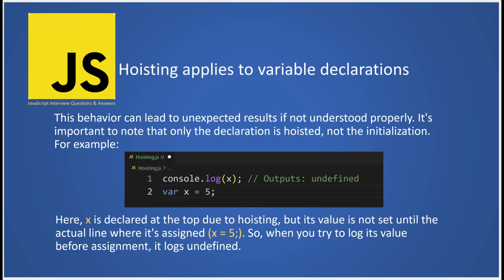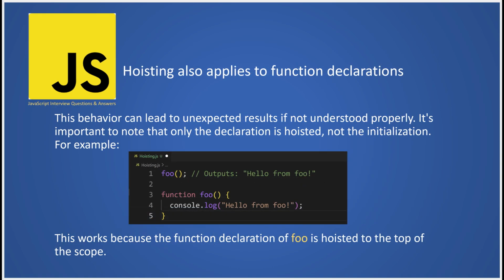Instead, it outputs undefined. This is because during the compilation phase, JavaScript hoists the variable declaration to the top of its scope. So this code is interpreted like this: var x; console.log(x); x = 5. Now, the key point to remember is that hoisting only lifts the declaration of the variable, not its initialization. This is why the initial log of x returns undefined, as the value of x is not assigned until the line where it's initialized.